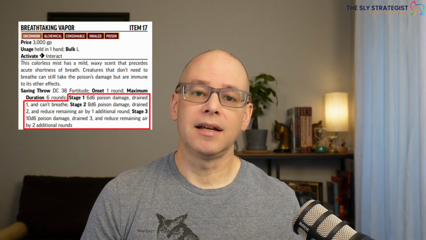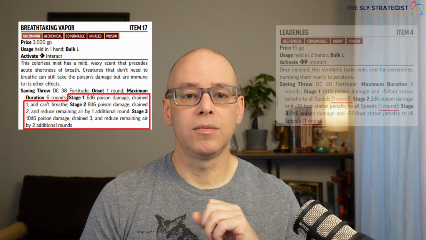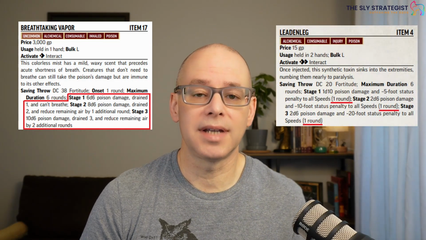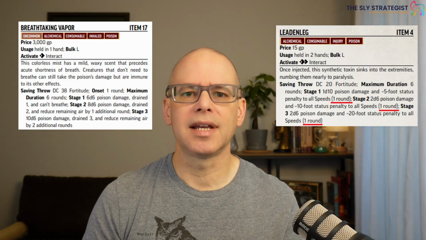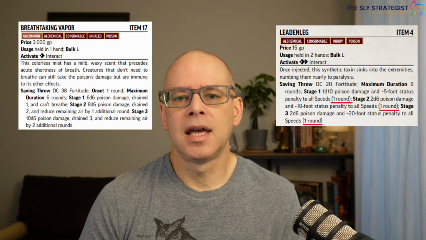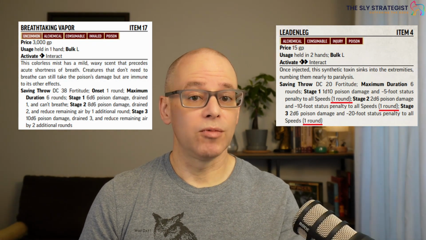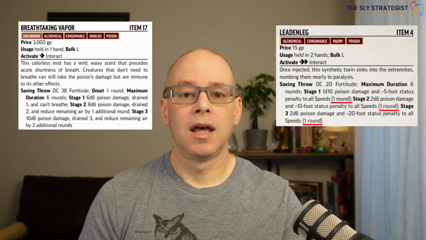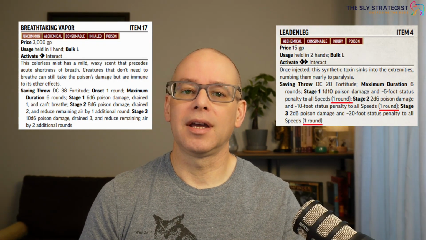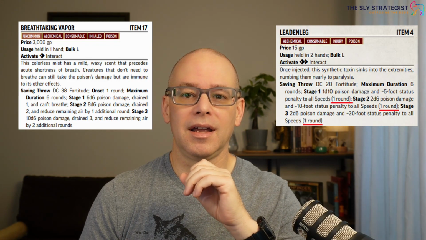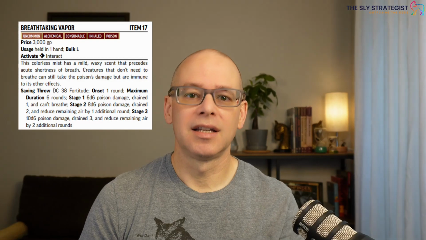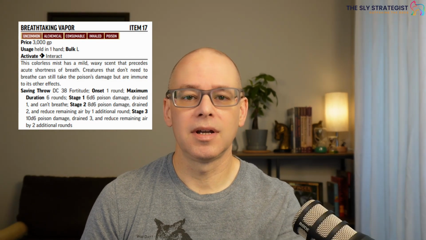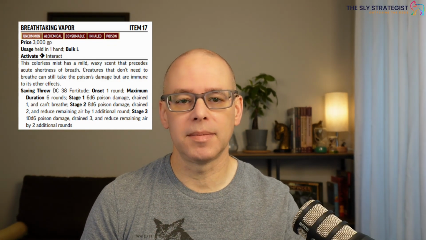So at the end of a stage's listed interval, you must attempt a new saving throw, be it the fortitude save or the spell DC or whatever the saving throw might be in the description. On a success, you can reduce it by 1. On a failure, you increase it by 1. On a critical success, you decrease it by 2. And on a critical failure, you increase it by 2.